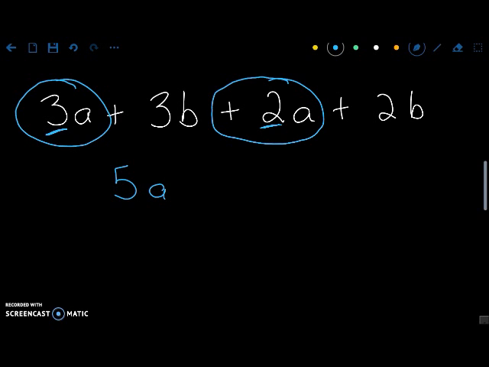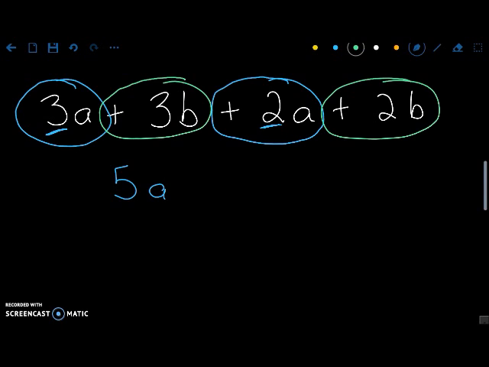And now I'm looking at the other term, and that's the b term. Let's call these bananas. So we're going to go to the supermarket, and we're going to pick up 3 bananas, and then in another bunch, we're going to pick up 2 bananas. So in total, we are going to have 5 bananas. So the answer to this question would be 5a plus 5b.